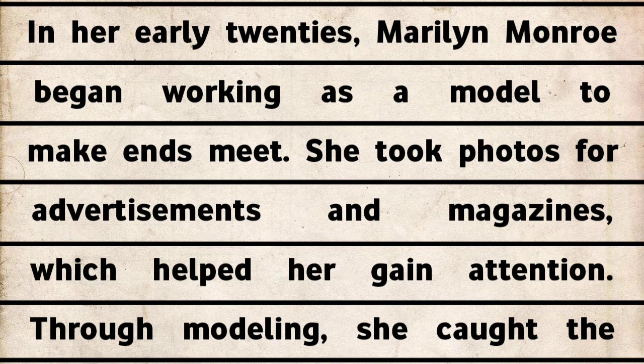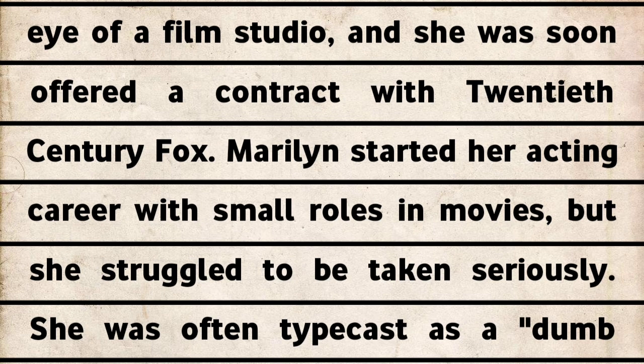In her early 20s, Marilyn Monroe began working as a model to make ends meet. She took photos for advertisements and magazines, which helped her gain attention. Through modeling, she caught the eye of a film studio, and she was soon offered a contract with 20th Century Fox. Marilyn started her acting career with small roles in movies, but she struggled to be taken seriously.